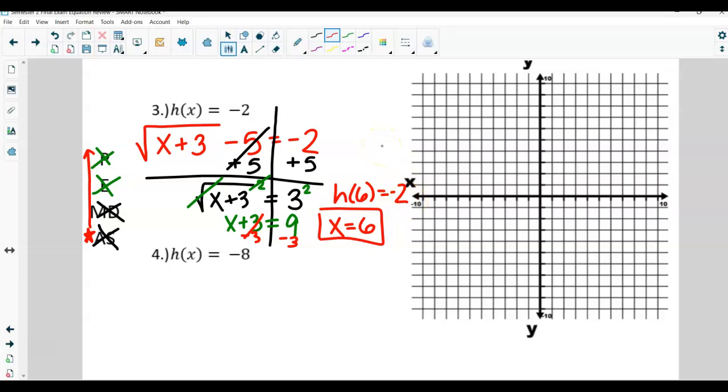Let's see how we would do that with the square root. If we wanted to graph the square root of x plus 3 minus 5, think back to your square roots you did in your activity these past few days. I want you to pause the video and see if you can graph it without me, and then you can play it and check if your answer is correct.